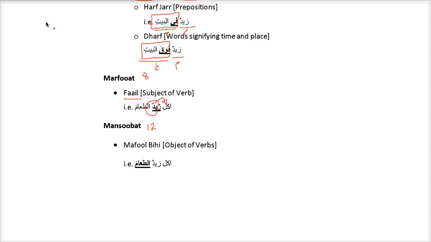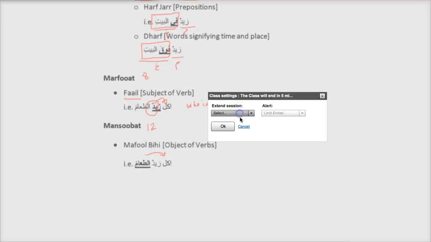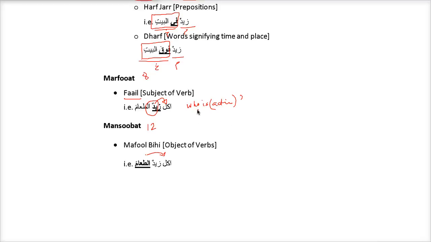And I said to you, the fa'il can come in various forms. And in akala Zayd at-ta'am, ta'am is the maf'ul bihi, the object of the verb, as in, what is Zayd eating? So if you want to understand what the fa'il is, all you have to do is put this question in: who is doing the action? The answer to that, who is doing the action, would be the fa'il. And the object would be what is Zayd doing?